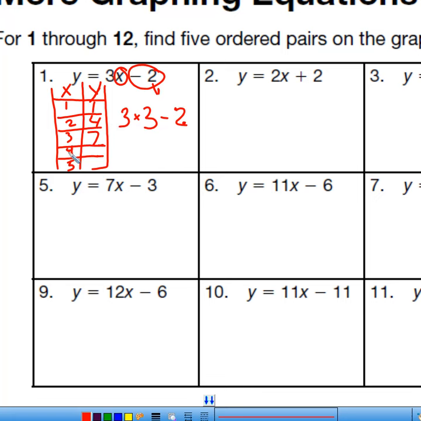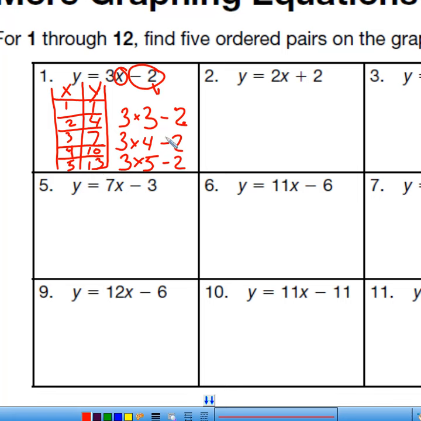If x is 4, we take that 4 and plug it in for x. So 3 times x, or 3 times 4, equals 12. And then we can't forget that minus 2. So 12 minus 2 is 10. Then again, 5 is x. So if we've got 3x here, that means it's 3 times x, which is 5. 3 times 5 is 15. And then we want our minus 2. So 15 minus 2 is 13.